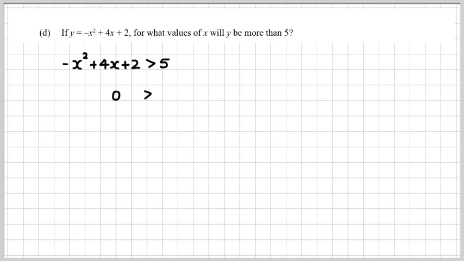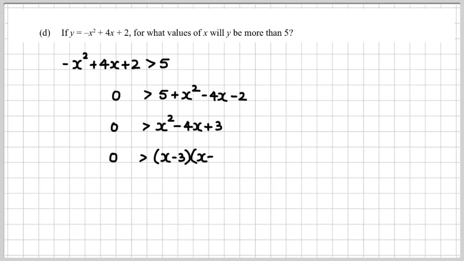When moving all the terms to the right-hand side, they all switch over. So I've got 5 as it is, minus x squared changes to positive x squared, plus 4x changes to minus 4x, and plus 2 changes to minus 2. So from here, I've got 0 is greater than x squared minus 4x plus 3. Now I can factorize this as x minus 3 and x minus 1.